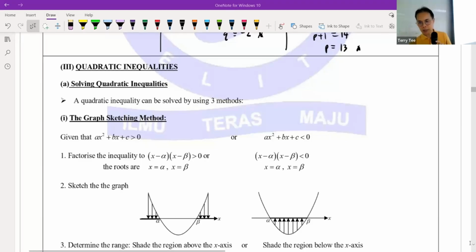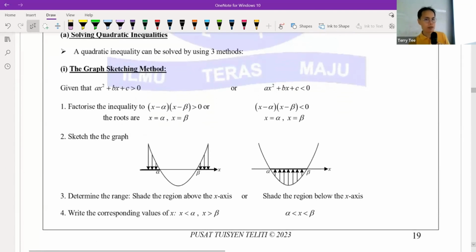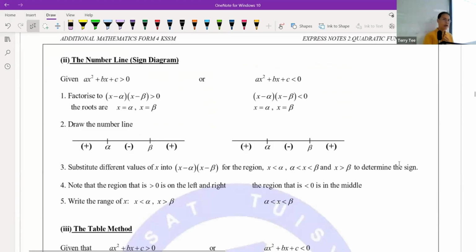To solve a quadratic inequality, there are a few ways that we can use. Graph sketching method, the first one, you already know how to do this, right? Second one is a number line. Now, the textbook calls it number line. Actually, it's a simplified number line. We call it a sign diagram.